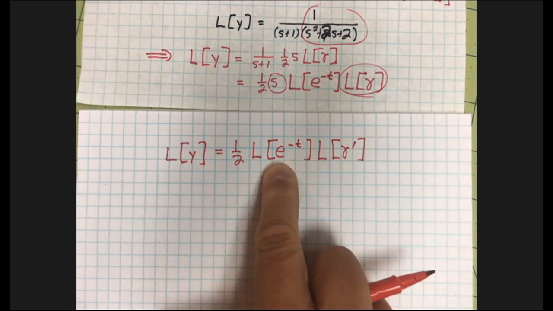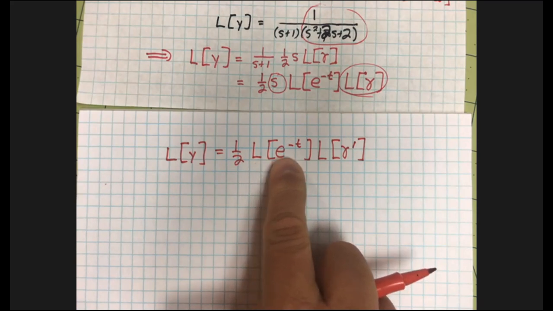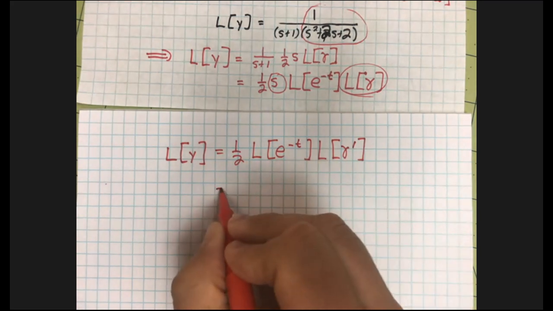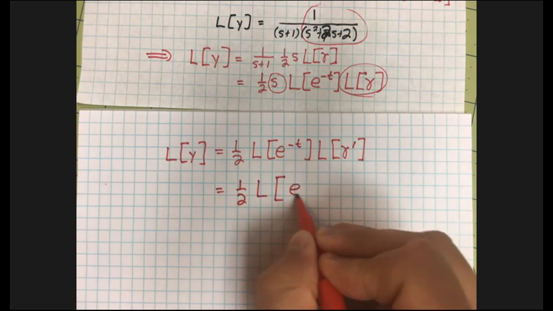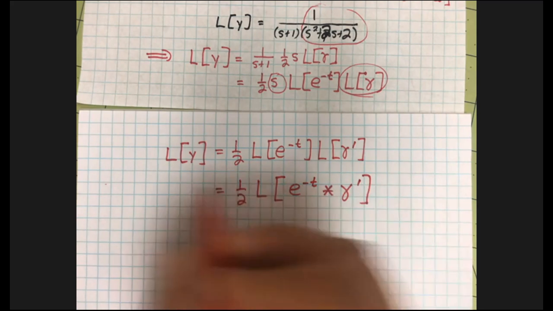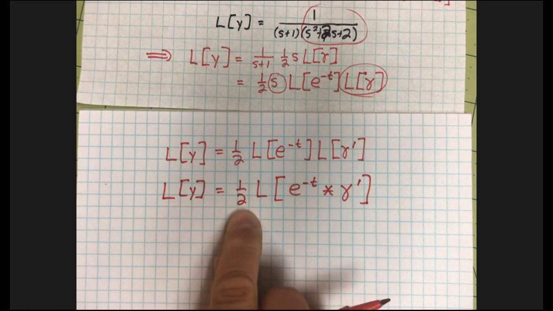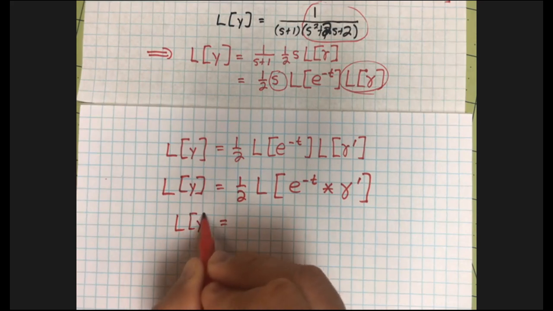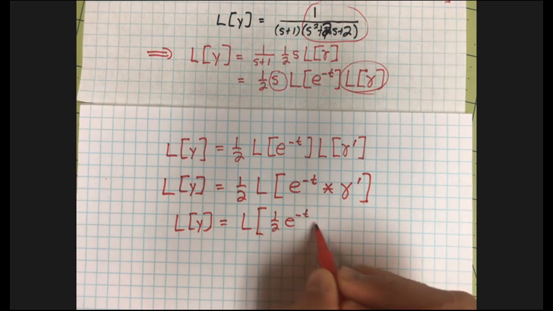1/2 Laplace transform of e to the minus t times the Laplace transform of gamma prime. But I learned yesterday that the Laplace transform of one function times the Laplace transform of the other is not the Laplace transform of the product of the functions, but it is the Laplace transform of the convolution of the functions. So now I have the Laplace transform of my answer is 1/2 the Laplace transform of the convolution. Or if I wanted to make it even more plain, the Laplace transform of my answer is the Laplace transform of 1/2 of this convolution.